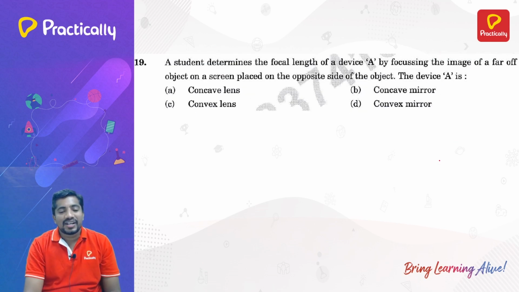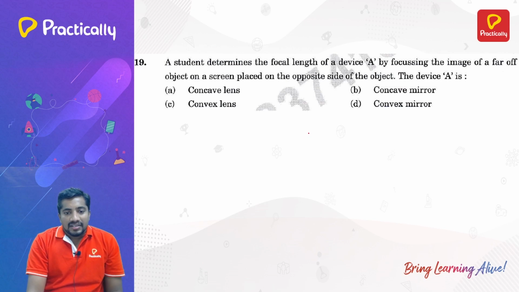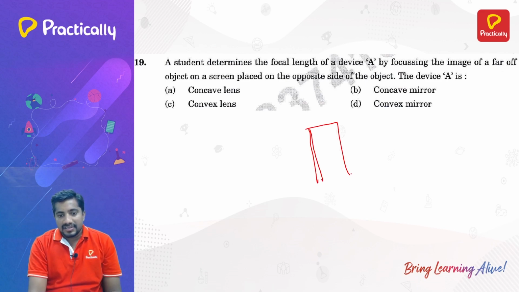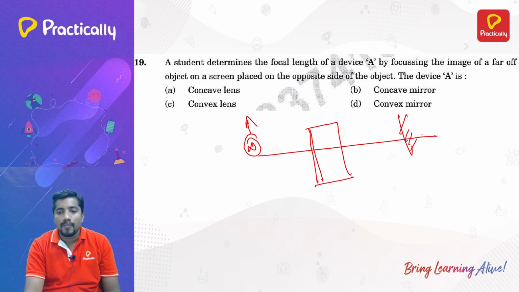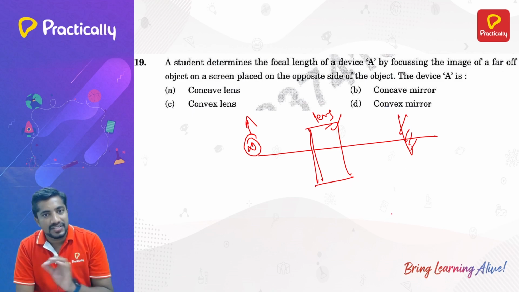19. A student determines the focal length of a device A by using the image of a far object on a screen placed on the opposite side of the object. The device A is, see here, this is the device. Let the object be far away, at infinity, and the image is cast on the screen which is placed on the opposite side. So definitely, children, it's a lens. Here they specified a screen, which means a real image, that is very clear.